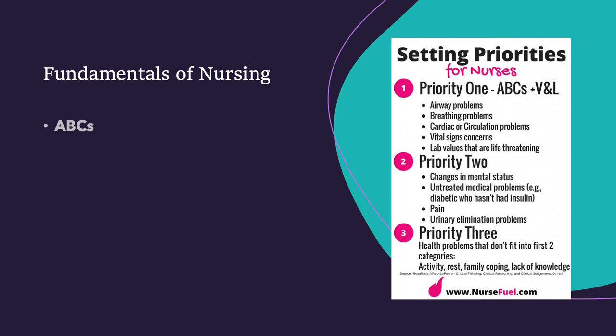Priority 3 is health problems that don't fit into the first 2 categories. So activity, rest, family coping mechanisms, and lack of knowledge, which are all important things, but guess what? It's not priority.